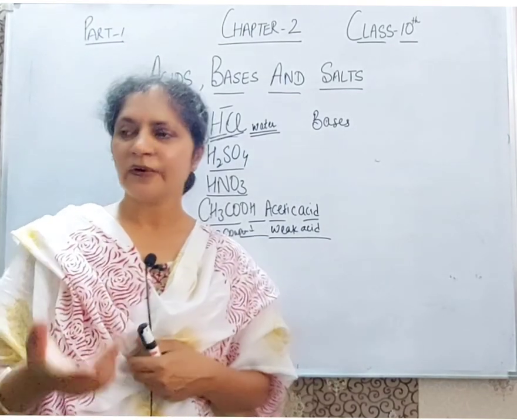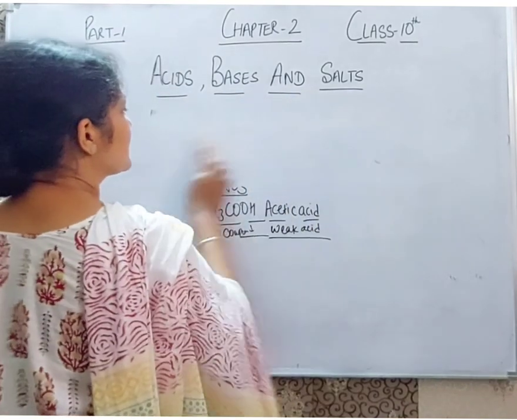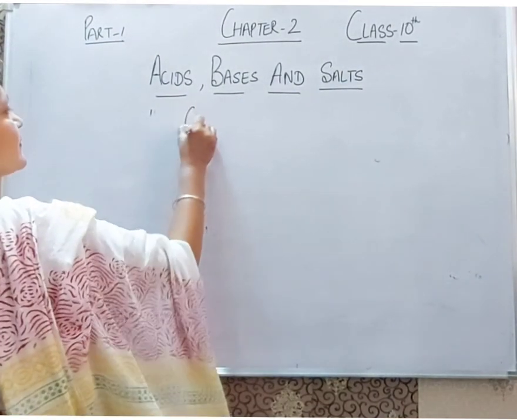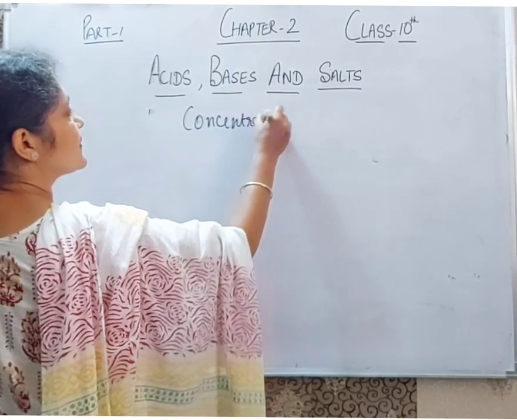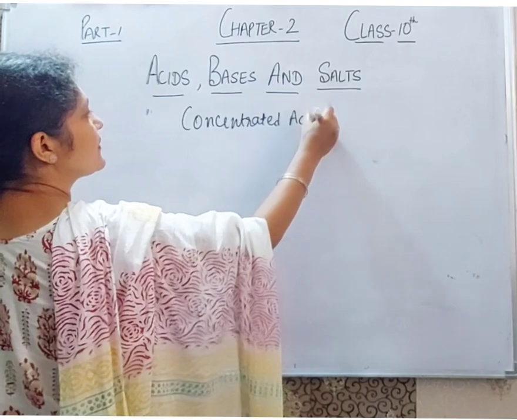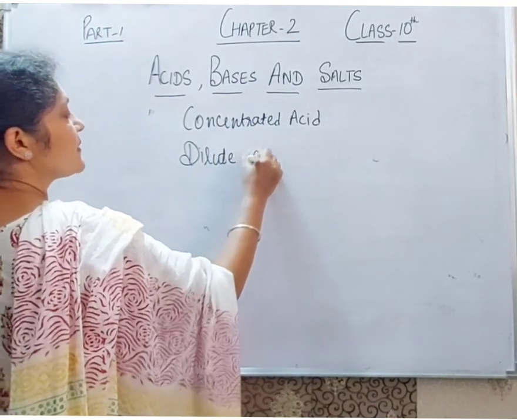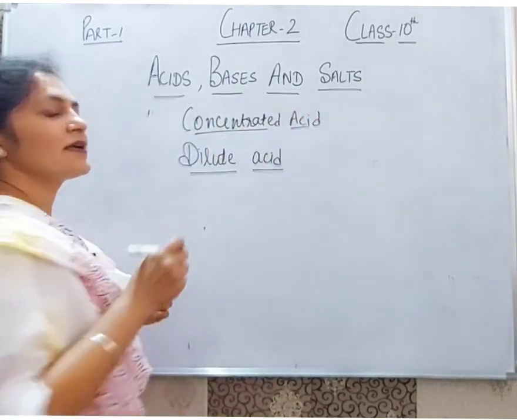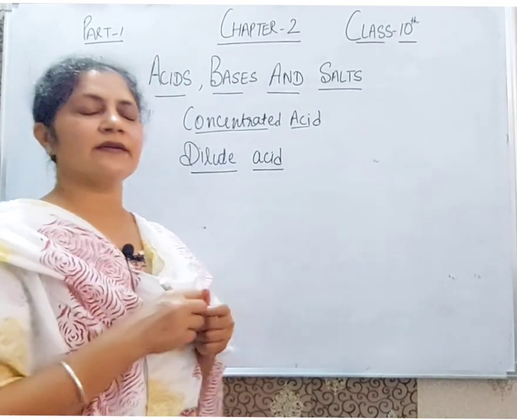Now students, there is one more term, that is concentrated. We always say concentrated acid or dilute acid. We say dilute sulfuric acid or concentrated sulfuric acid. What is the meaning of concentrated acid and what is the meaning of dilute acid?